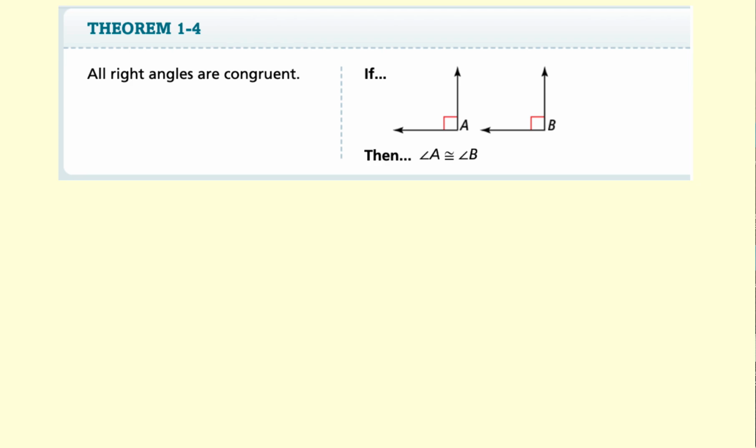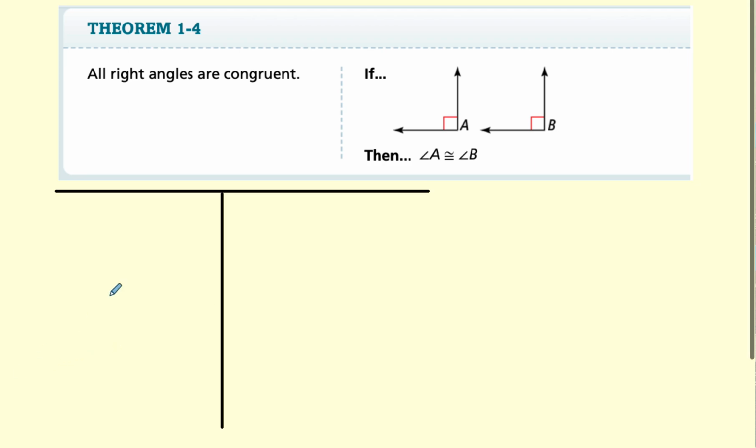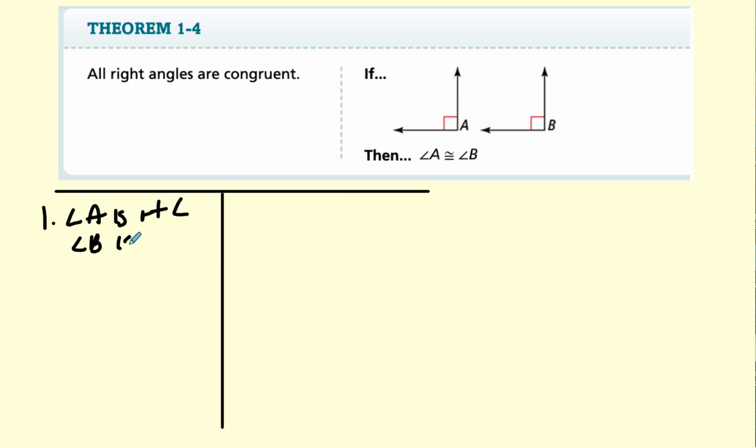Next theorem, all right angles are congruent. So if you have right angles, they will be congruent to each other. Let's go ahead and prove that. So number 1, we have angle A is a right angle, and we have angle B is a right angle, and that is given.